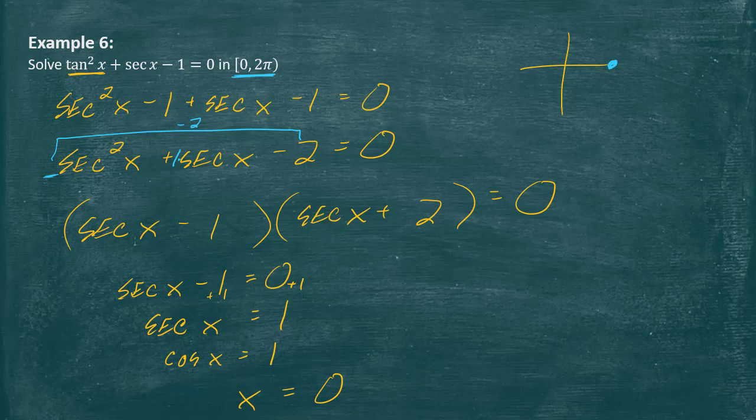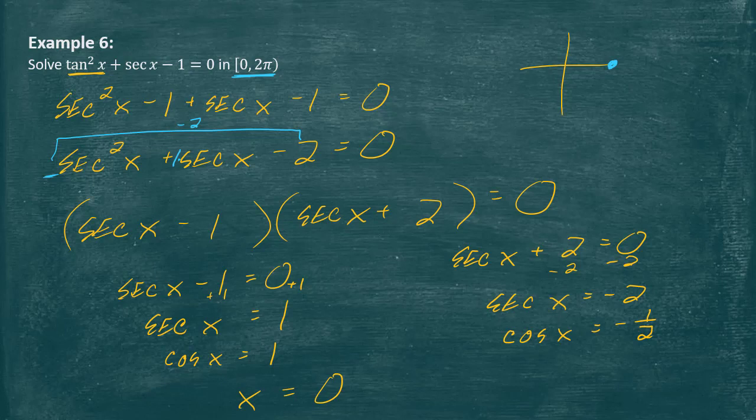The second one, on the other hand, is going to be, let's go ahead and set secant of x plus 2 equal to 0. Move the 2 over, so I get secant of x equals negative 2. Secant of x is the same as 1 over cosine, so if I switch the right side to be its reciprocal, if secant is negative 2, cosine must be negative 1/2. And now reference when is cosine equal to negative 1/2. I feel like we've had that one earlier in the video, but it would be these two angles in the second and third quadrants.